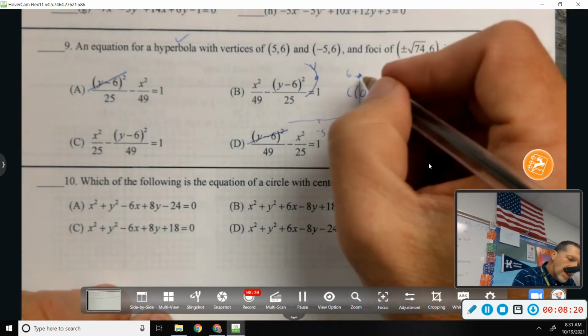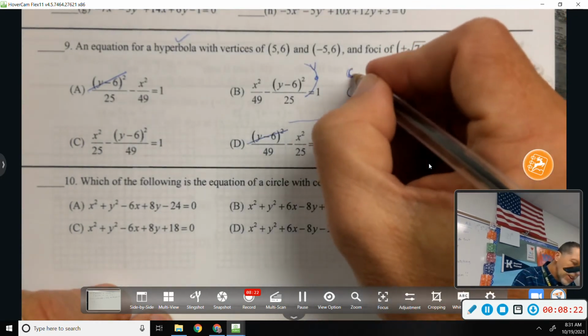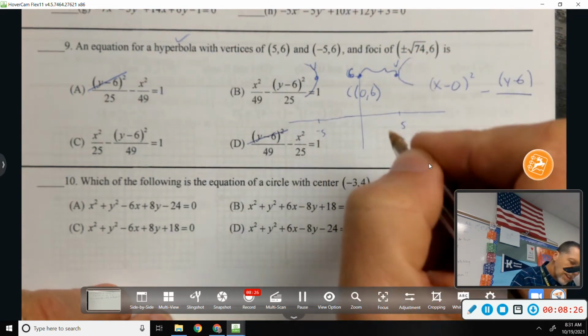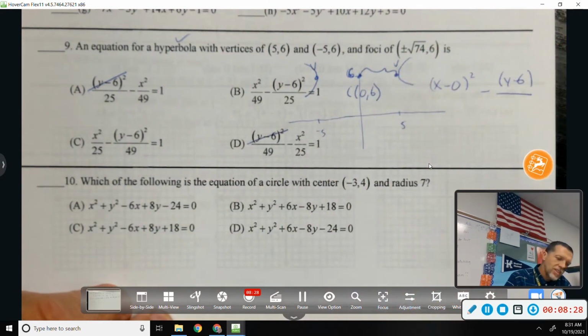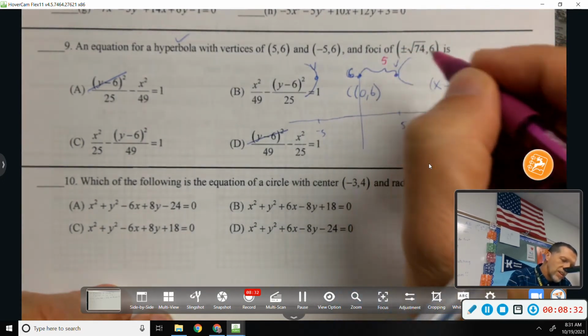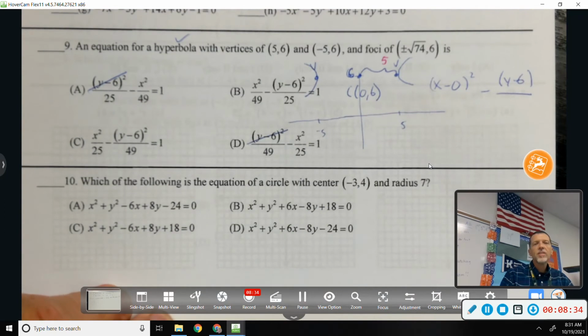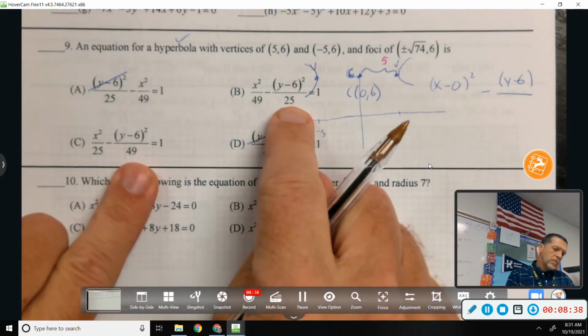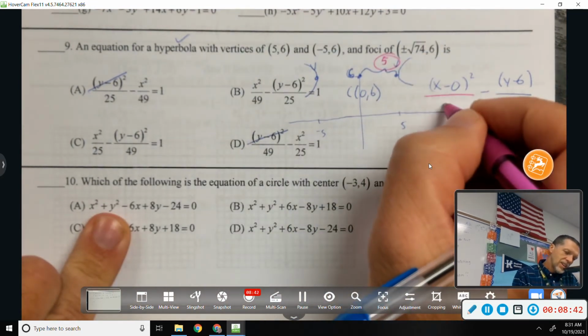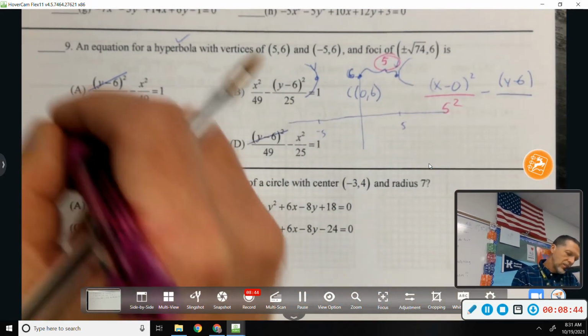How far is it from center to vertex? What's that distance? It's 5. So what do I do with that 5? Square it. So it's 25. Oh, but 25 needs to go under the x. So it's got to be C.